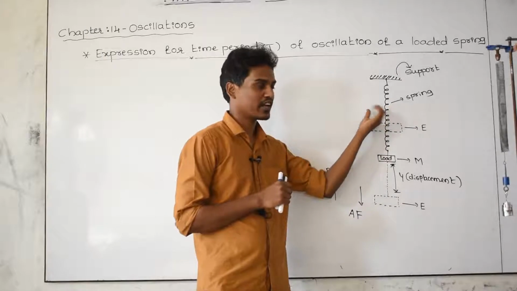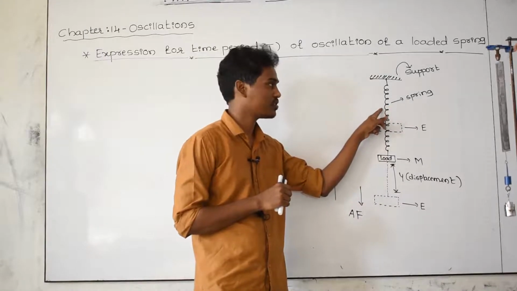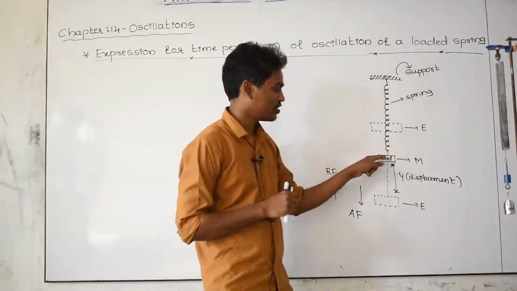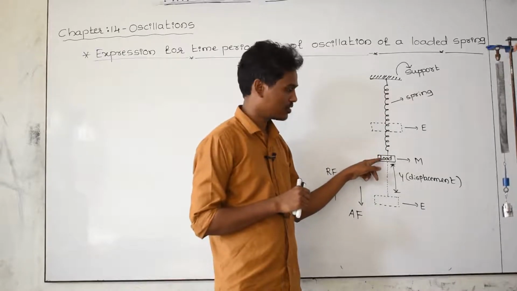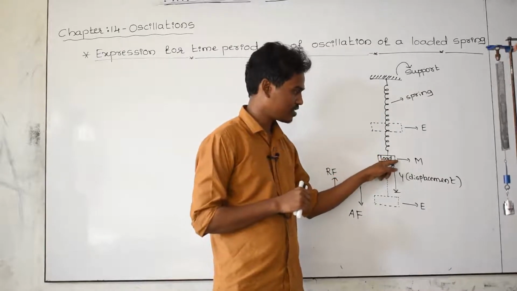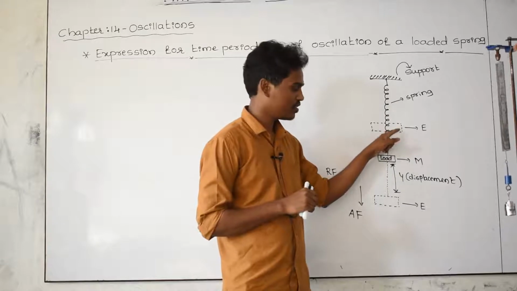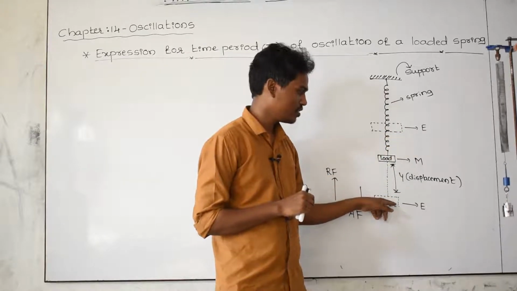The respective diagram is there. This is a helical spring. This is a load. Load means weight, an object. This point is a mean point. This point is an extreme point. This point is also an extreme point.